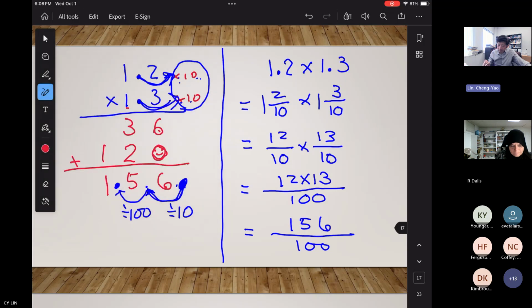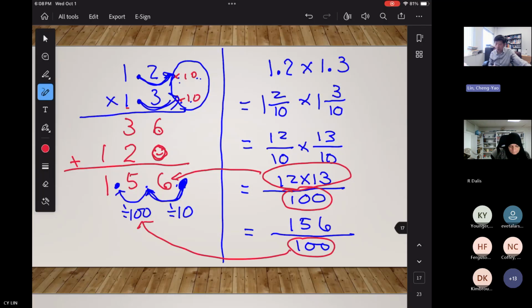Here, teachers say ignore the decimal point. So we take 12 times 13. That's why we got 156, right? When teachers say counting back the decimal point, that means we divide it by 100 there. So we divide it by 100 there.